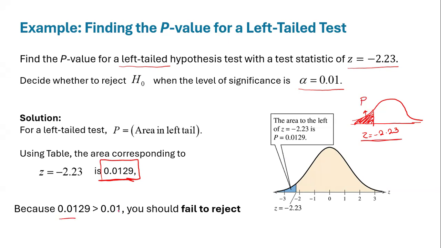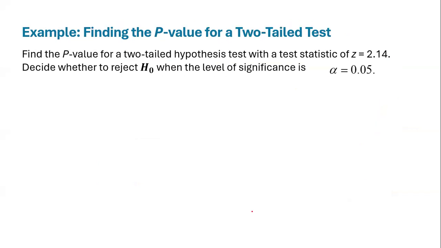Since this number is greater than alpha, which is 0.01, since the p-value is greater than alpha, our decision is fail to reject the null. Looking at the next example.